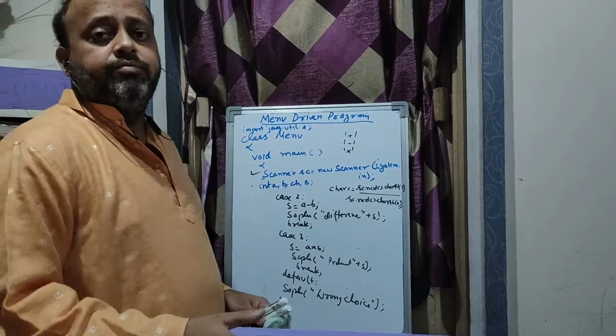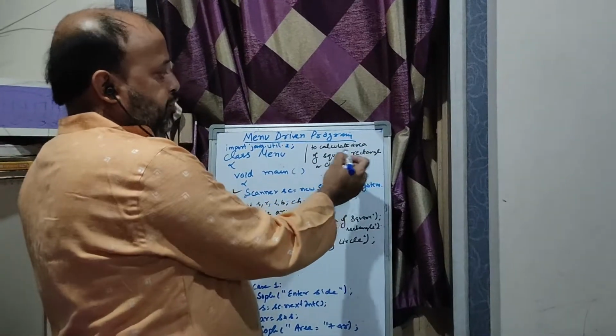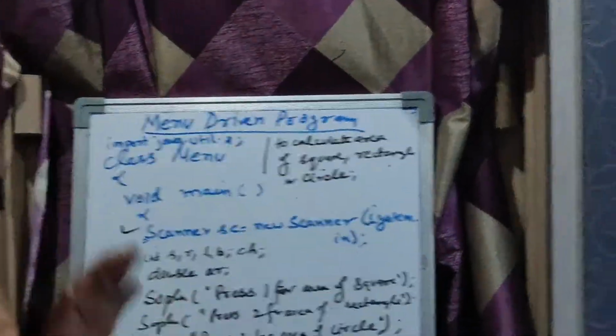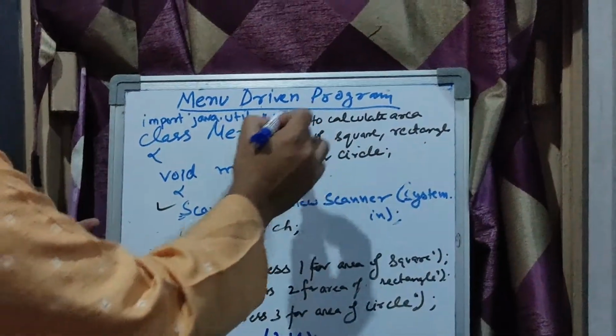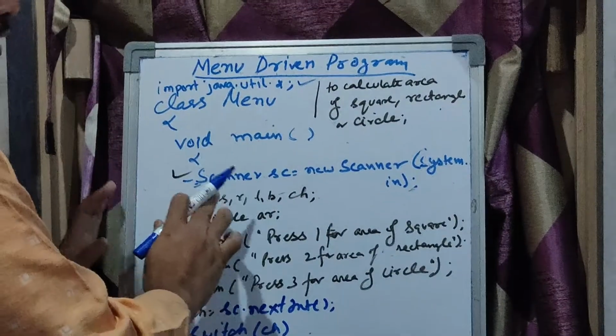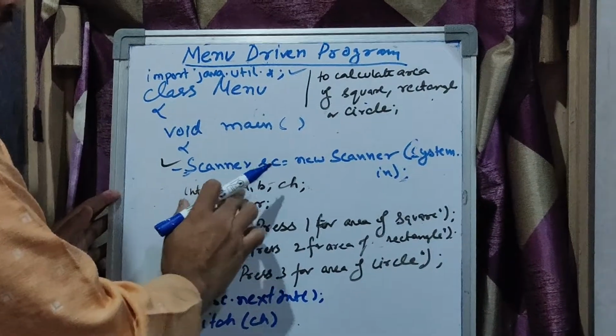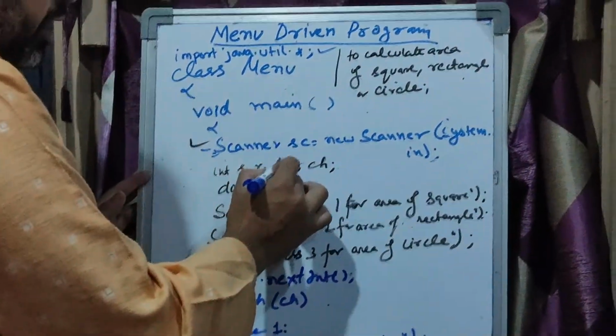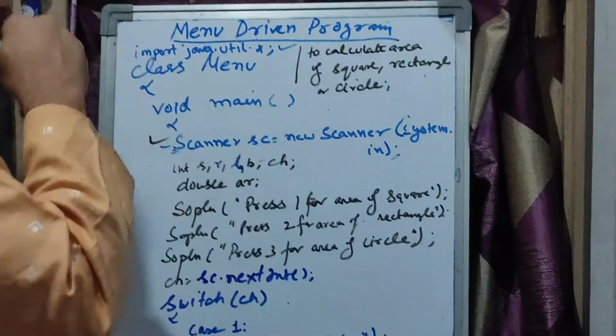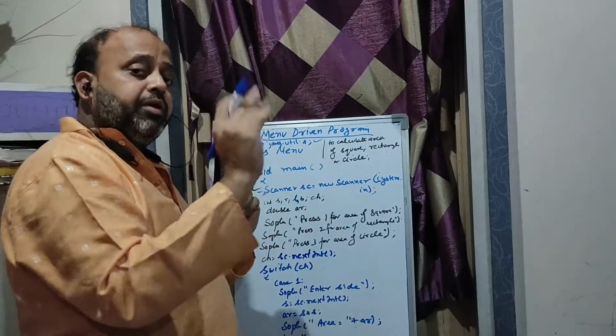I am writing the questions. Program is, I will be calculating area of square, rectangle and circle according to user's choice. So same here, util for scanner. Now int s will hold size, r will hold radius, l will hold length, b will hold breadth and ch is my choice. Now here little bit changes from the previous program.